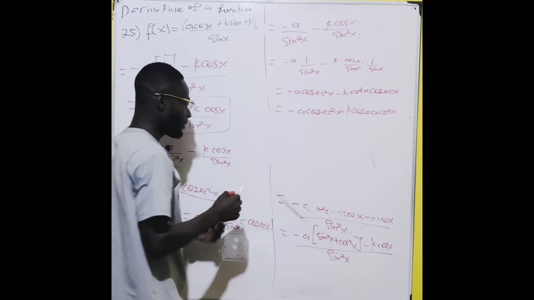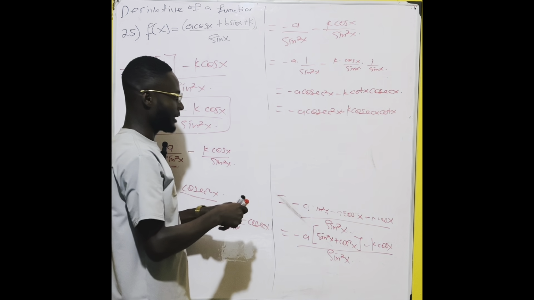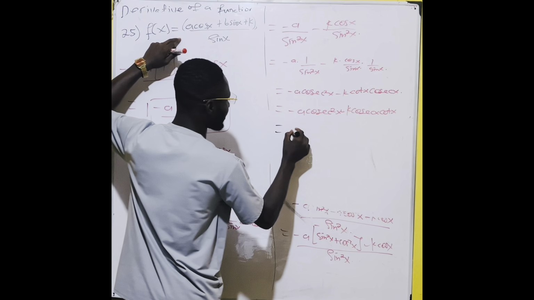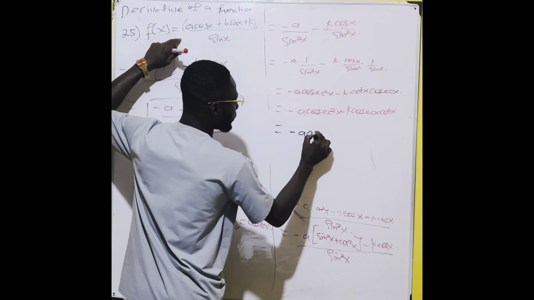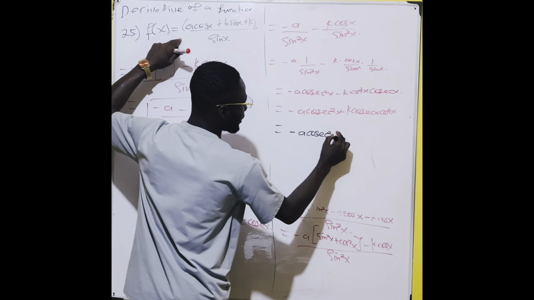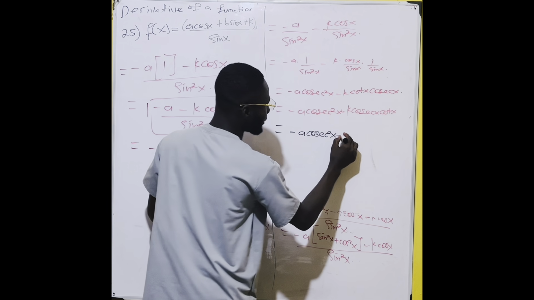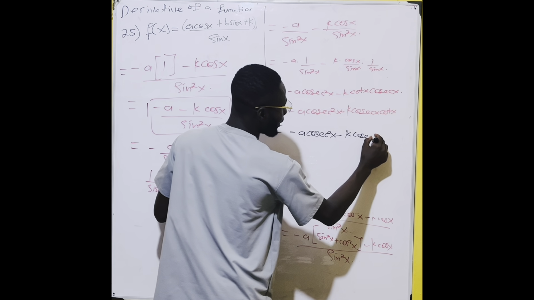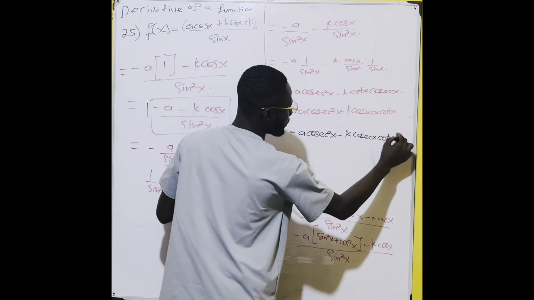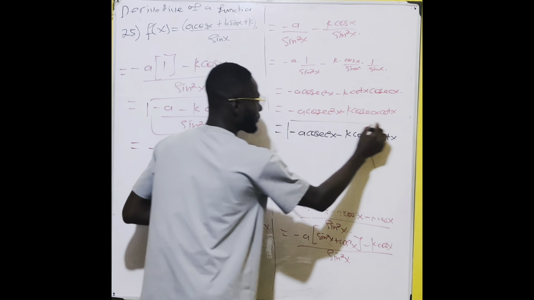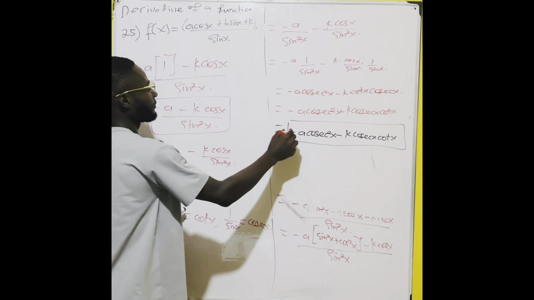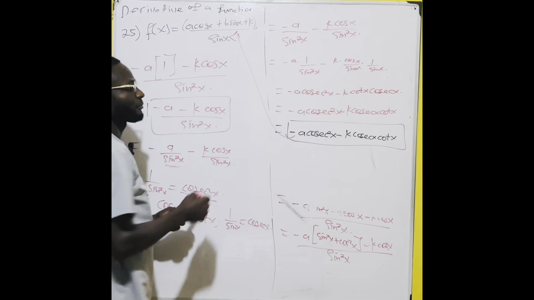Okay, right? So let me write it very nicely here. The derivative of this function is minus a cosec squared x minus k cosec x cot x. Okay, so that is the first derivative to this particular problem.